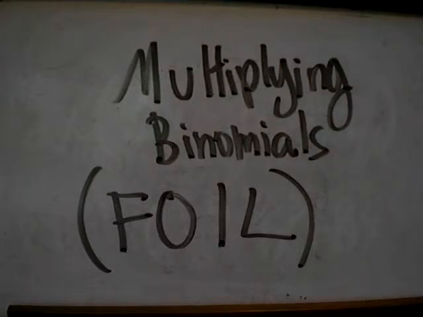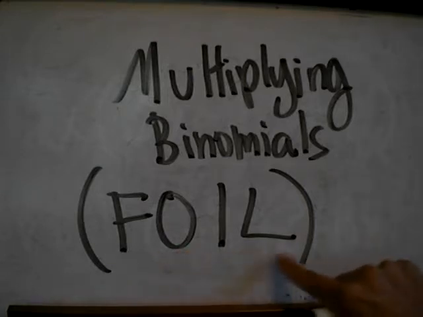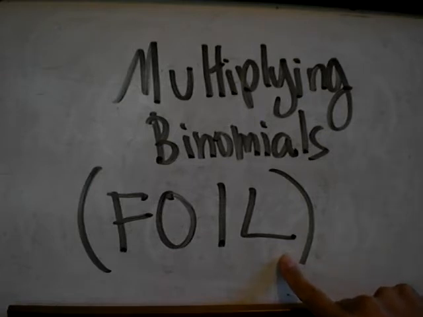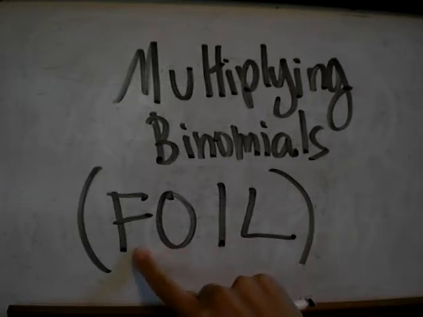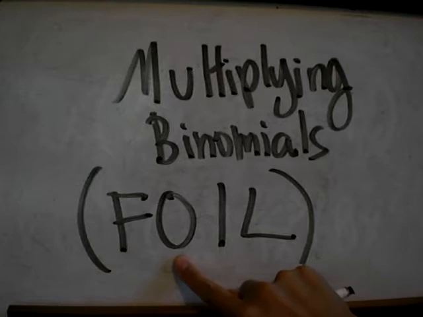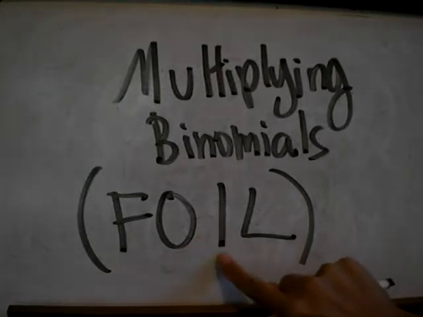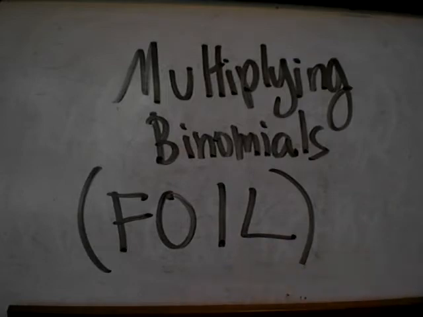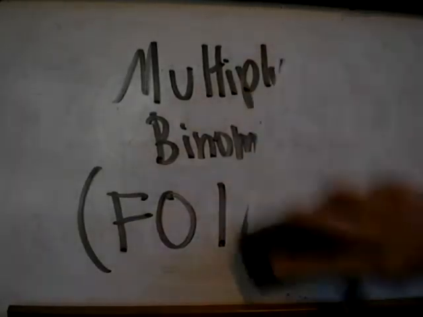Hi everyone. In this session, we're going to be multiplying binomials, otherwise known as FOIL. FOIL is an acronym. The F stands for first, O stands for outer, I stands for inner, L stands for last. And you're like, well, what does this mean?